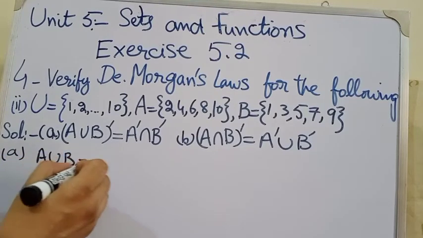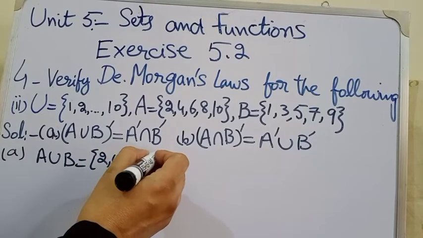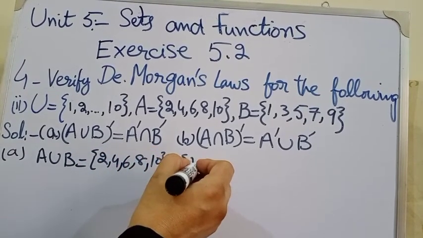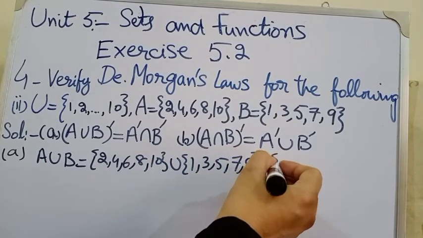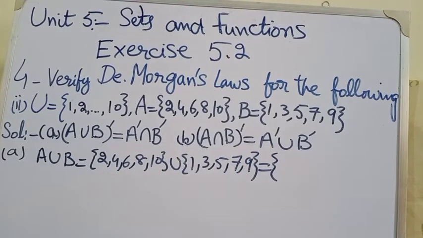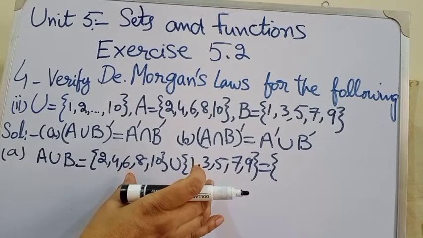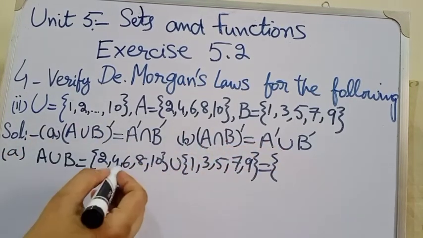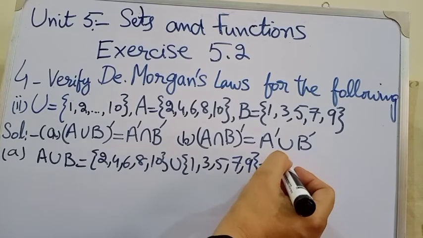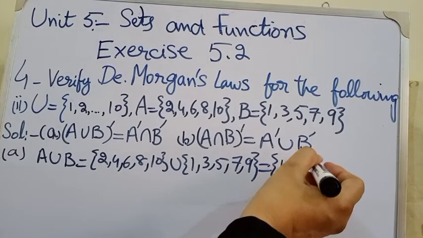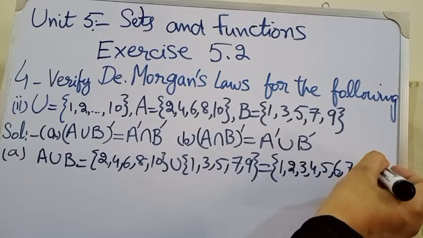A union B. Set A has elements 2, 4, 6, 8 and 10, union set B has elements 1, 3, 5, 7 and 9. Elements that occur in both sets are written only once, and we also arrange them in ascending order: 1, 2, 3, 4, 5, 6, 7, 8, 9 and 10.